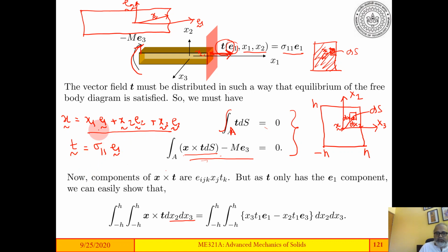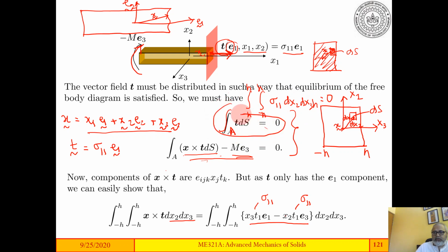So x cross t, if you work out x cross t, you will get x3 t1 and x2 t1, where t1 is sigma 11 in both cases. So this would be your moment. So this has to be equal to me3. Now also the first one would mean that this integral is equal to 0.